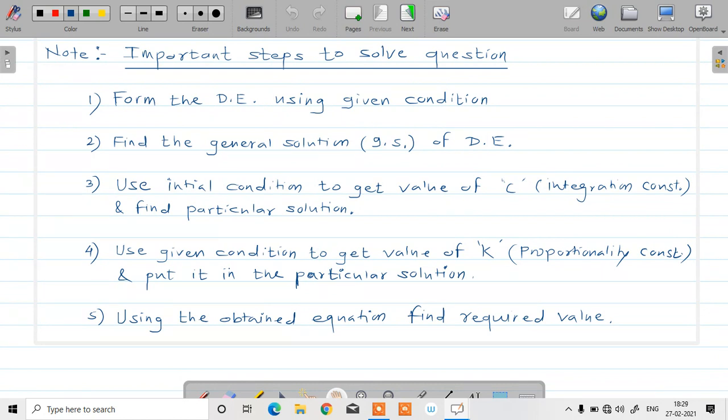Then the fourth step is, using the given condition we will get the value of K, that is the proportionality constant, and put that value in the particular solution, and using that particular solution we get the required value. So these are the main steps which are very useful to solve questions related to the applications of differential equation. Now today we will solve one question related to this.